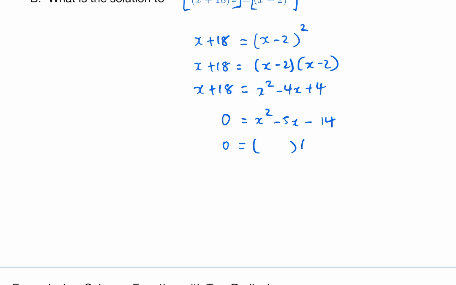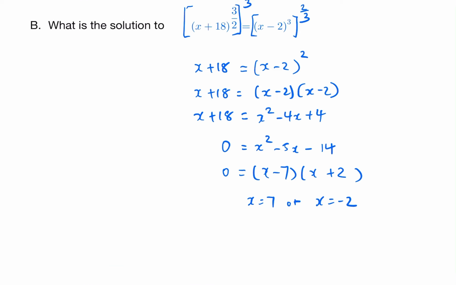Okay, now we're going to factor this. 0 is equal to, and this factors out to x minus 7 times x plus 2. And using the zero product property, we find that x is equal to 7, or x is equal to negative 2. Okay, now we're going to have to check this out. We're going to go ahead and start with x equals 7 and put that back into the original equation. So here we've got 7 plus 18 raised to the 3/2 power, and is that equal to 7 minus 2 cubed?